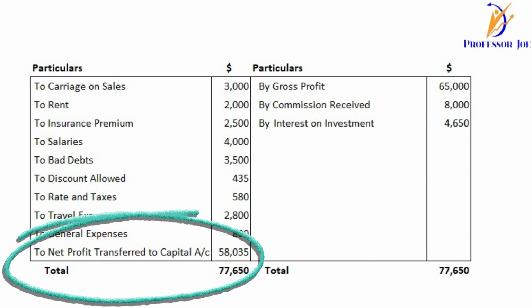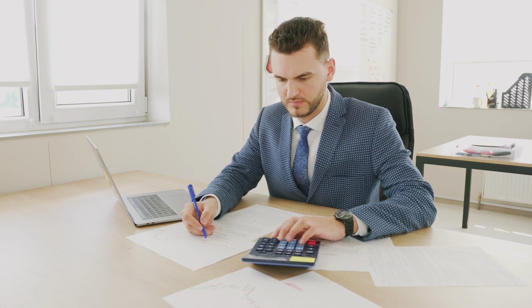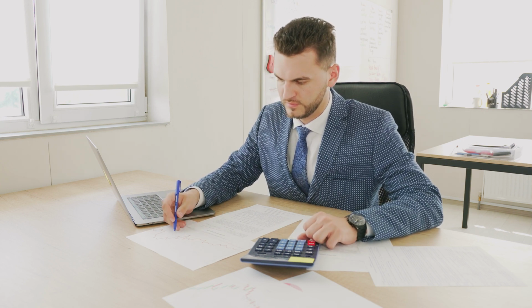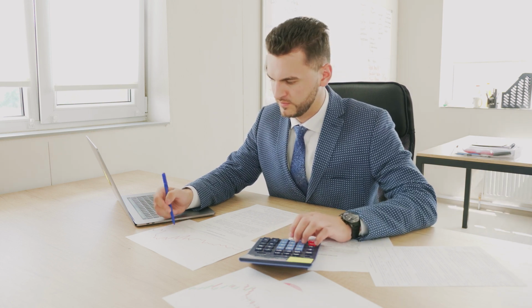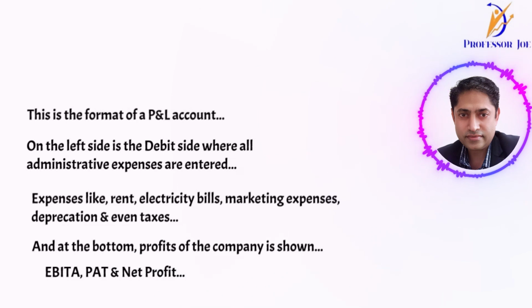Now, the profits of the company are shown in different ways, like EBITDA. EBITDA means earnings before interest, tax, depreciation, and amortization. The next is PAT, profit after tax. Next is net profit. So, an investor has multiple ways of looking at the profit and deciding whether to invest in this company or not. But before we look at the net profit or the other kinds of profit, we should also look at the earnings that the company is showing, which is on the credit side of the P&L. So let us have a look at the credit side of the P&L.